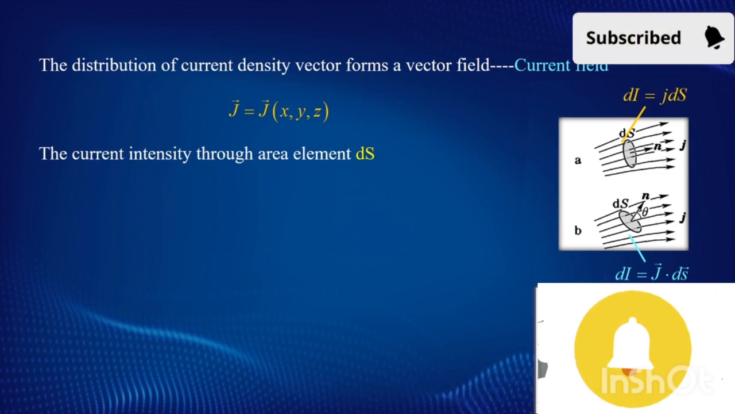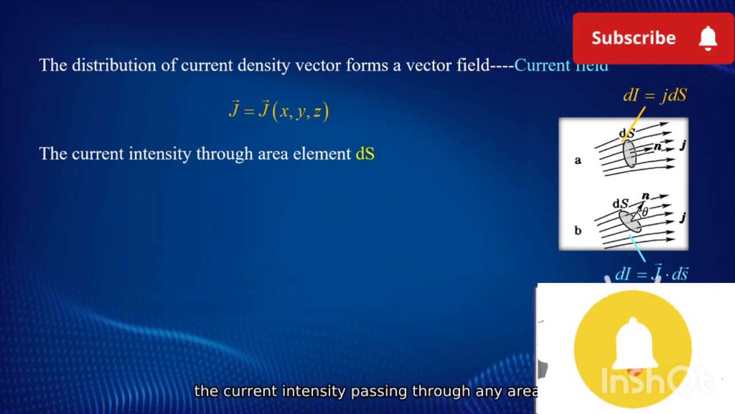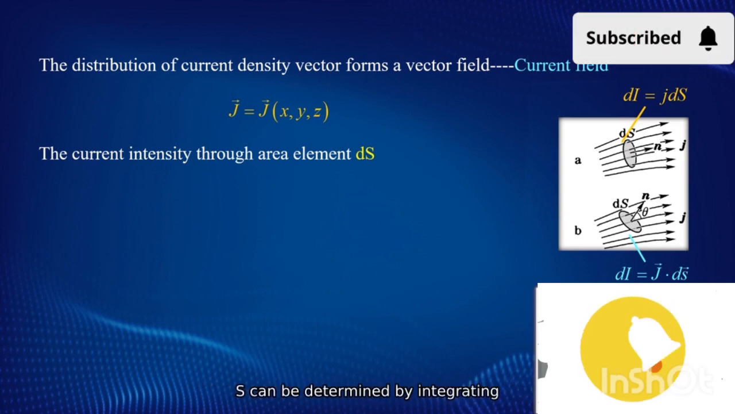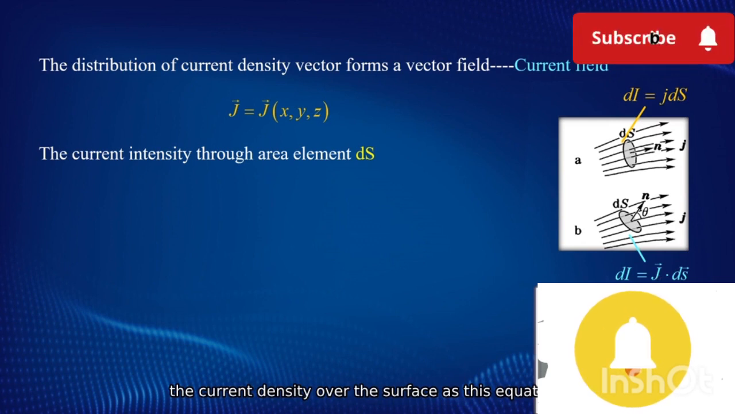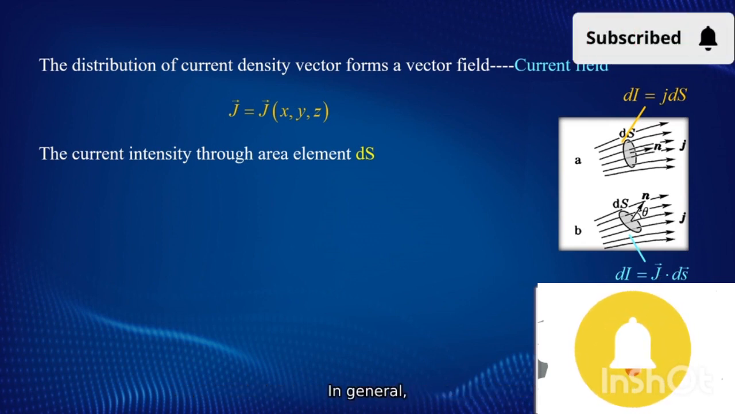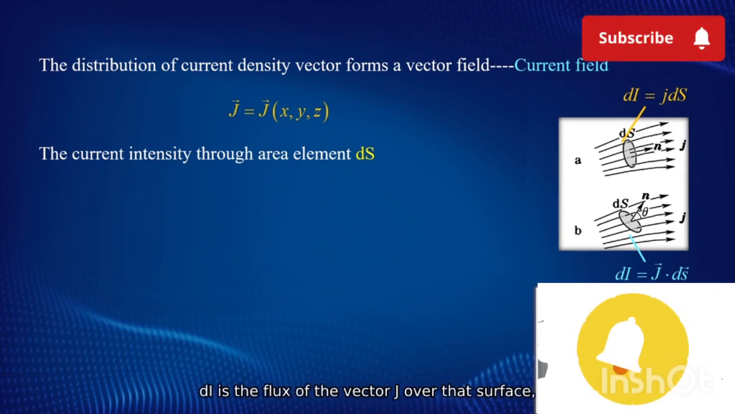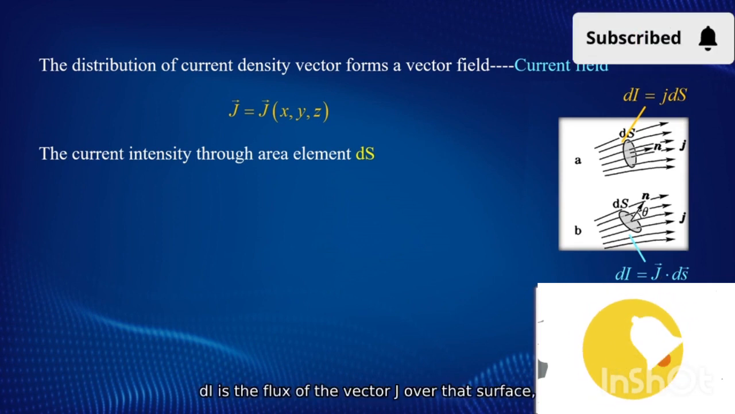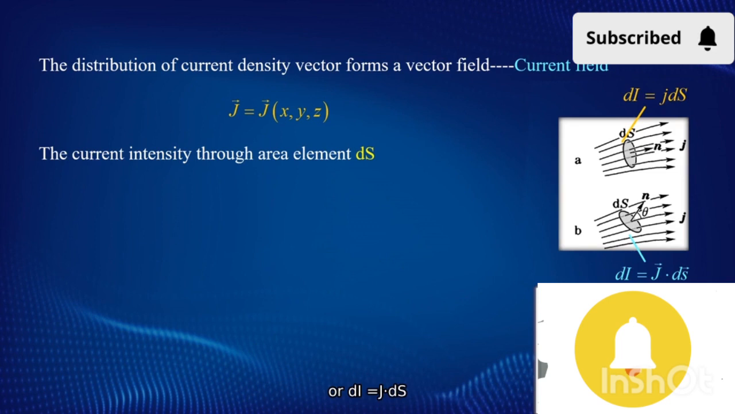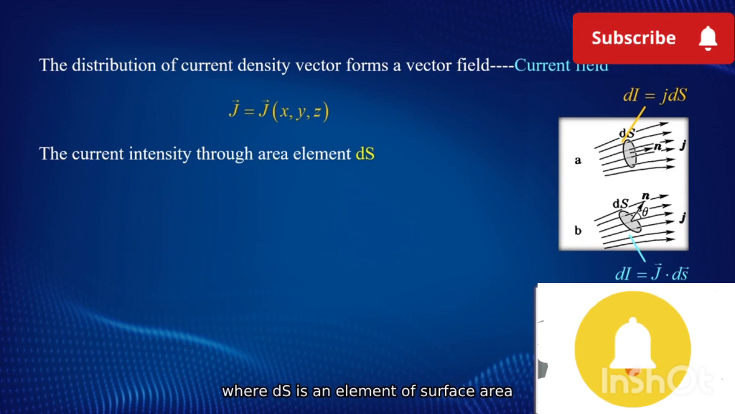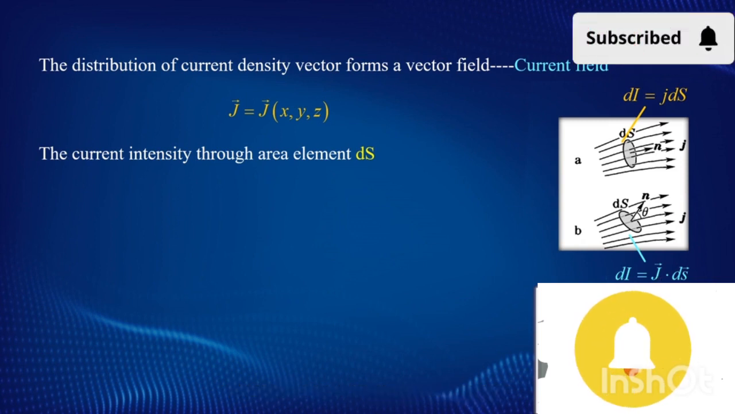In general, the current intensity passing through any area S can be determined by integrating the current density over the surface, as in this equation. In general, for a particular surface, which need not be plane, that cuts across a conductor, dI is the flux of the vector J over the surface, or dI equals J dot dS, where dS is the element of surface area and the integral is done over the surface.